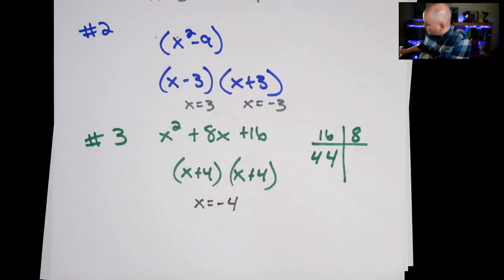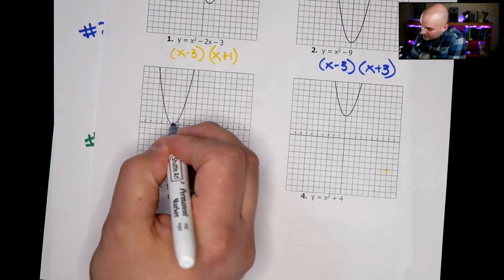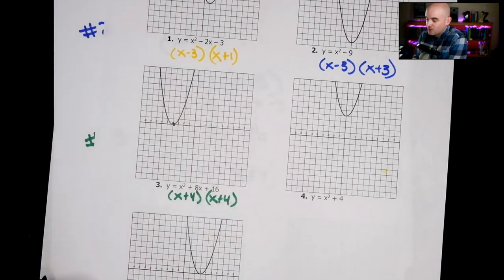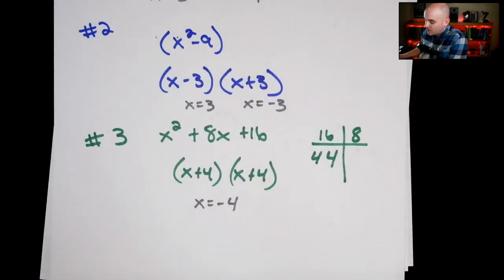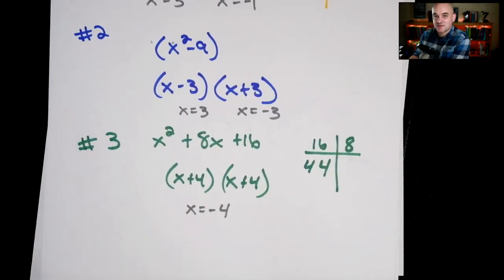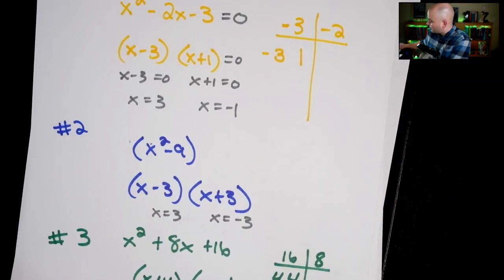Notice on the graph here for number 3, it only crosses the x-axis at one point, or it doesn't really cross it, it just touches it. It only hits the x-axis at one point, and that's at -4. The other factor is just a multiplicity of 2. It has its value, and we'll see that in a moment. Let's look at our other one we factored here.